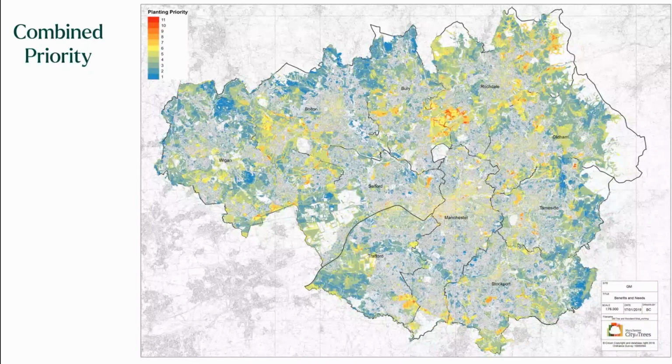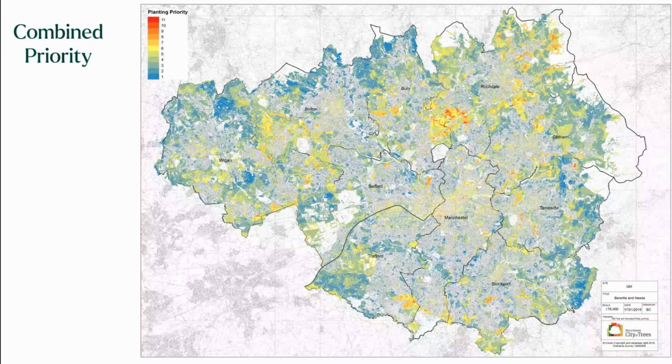So when we combined all of those different data sets together, what we have here is a combined priority map. And so where you've got those redder areas, that represents the areas where tree planting would hit the highest number of the ecosystem services that we included in our scope there.